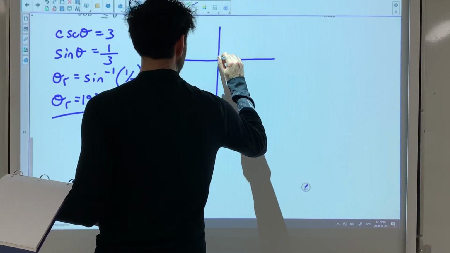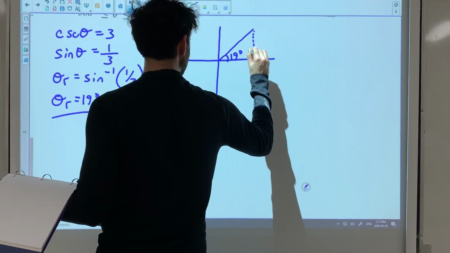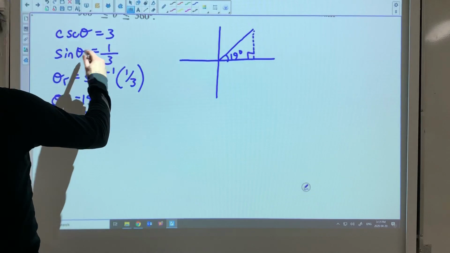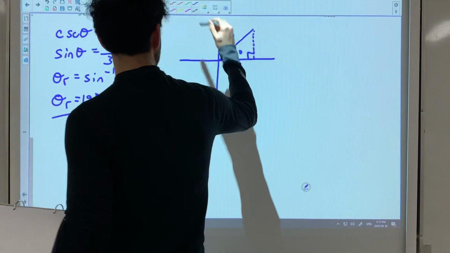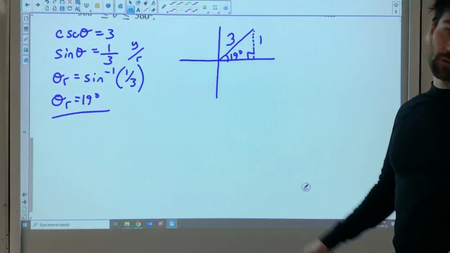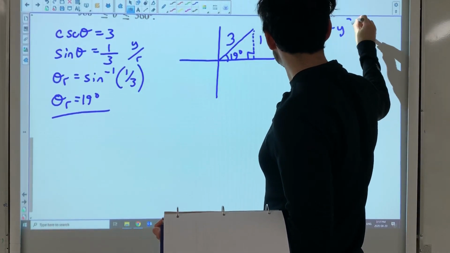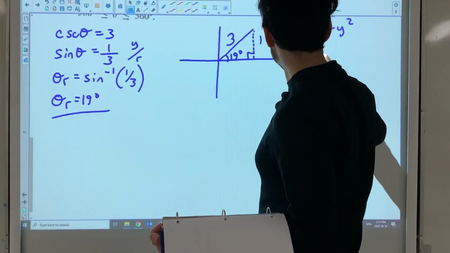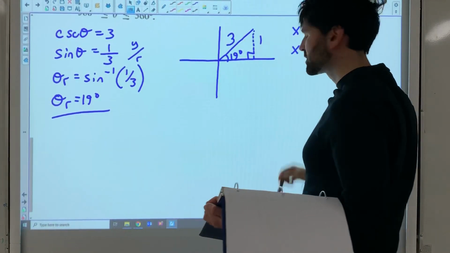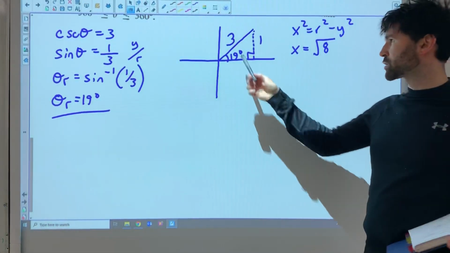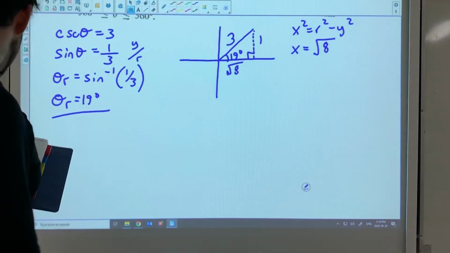So we can sketch our triangle. This is 19 degrees. There's my 90-degree angle. Remember, we have sine theta equals 1/3. Sine theta is y over r, so my r value is 3, my y value is 1. I can go find my x value. Remember, x squared is going to be r squared minus y squared. So I get 9 minus 1, so x is the square root of 8. Now, always consider what quadrant you're in. I'm in quadrant 1, so it's going to be positive square root 8, and there's no need to reduce it.